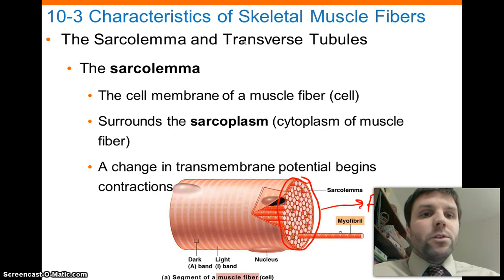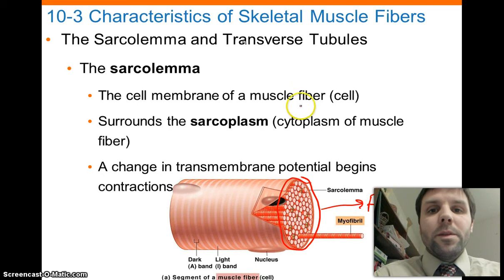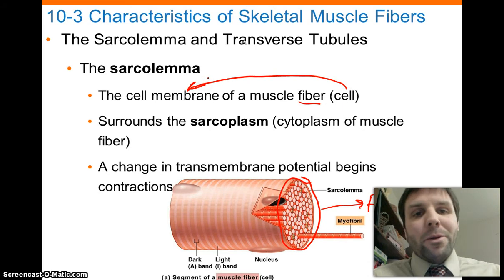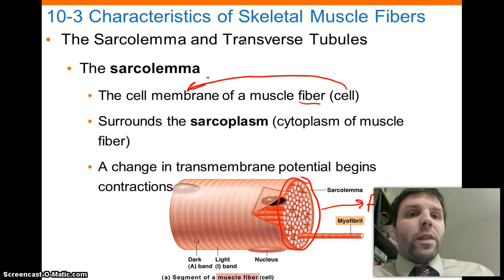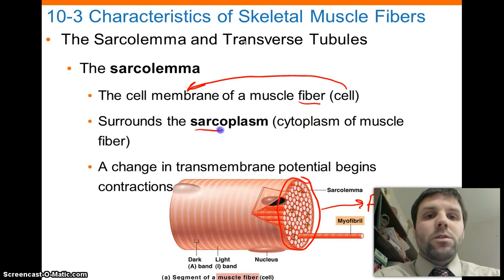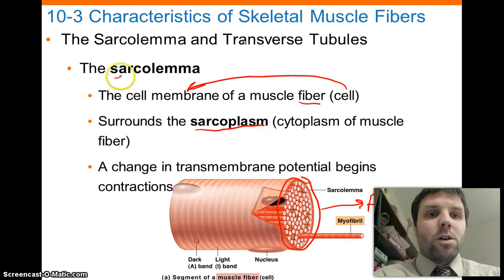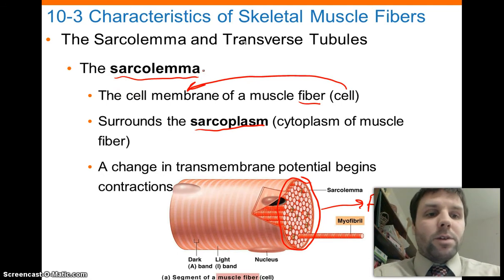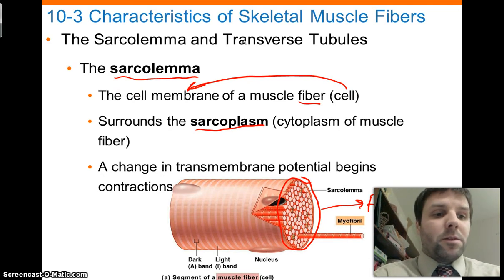All right, but starting first with the cell membrane of a muscle fiber. We will commonly call these fibers, but do keep in mind we are talking about a cell, and all cells have a cell membrane. In the case of muscle fibers, we call that the sarcolemma. Okay. All right, and what we have then inside of the cell, instead of having just cytoplasm, we have what we call sarcoplasm. Okay, so sarcolemma referring to the cell membrane surrounding a muscle fiber, and the sarcoplasm being the cytoplasm of a muscle fiber.